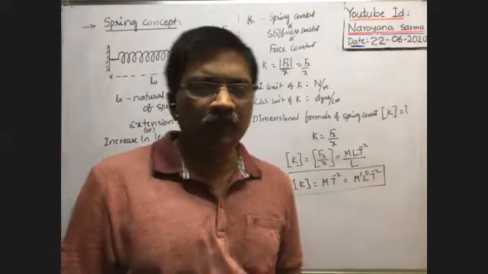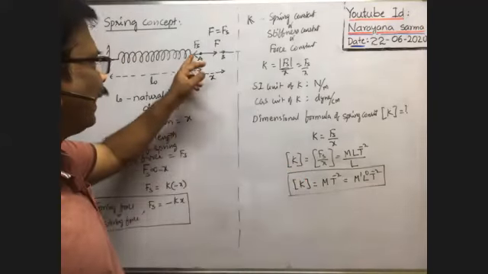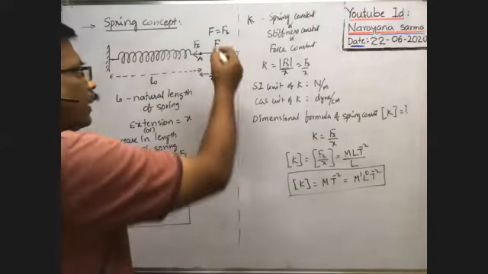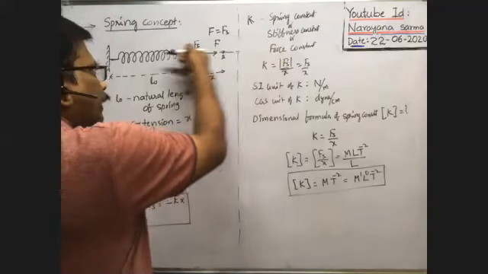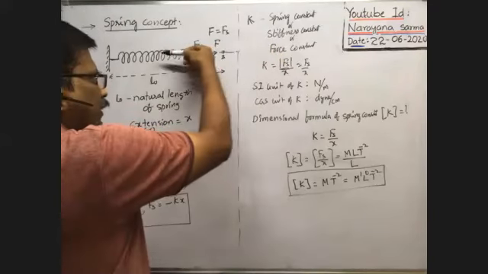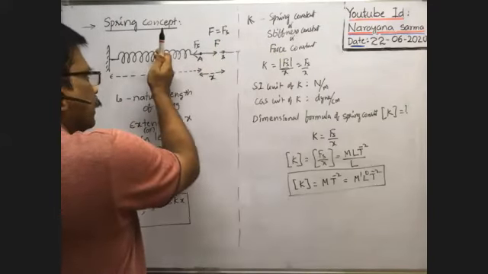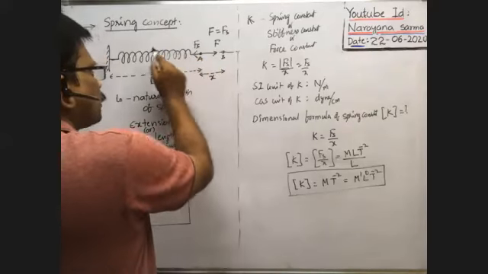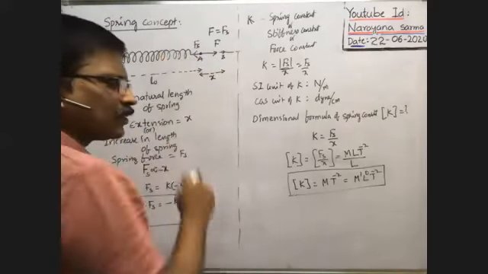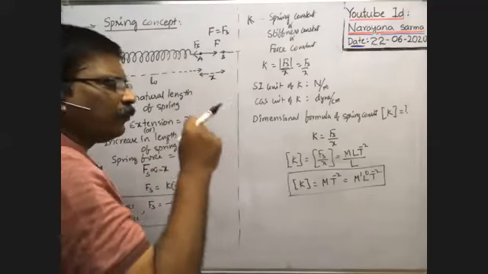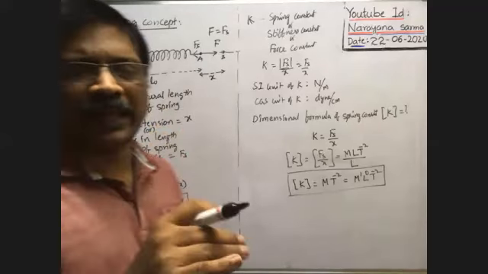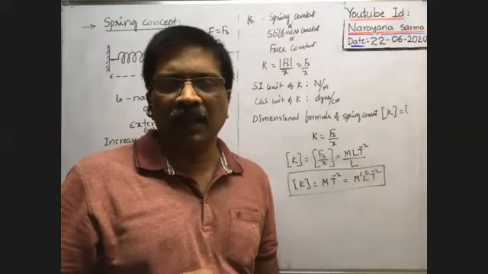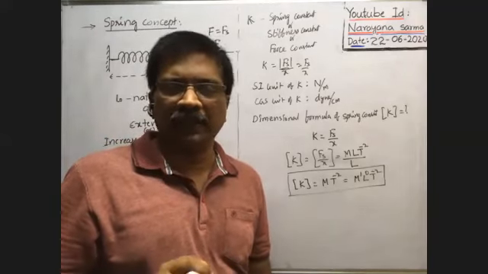Here, whenever the extension is there in the spring, force is developed in this direction. Suppose by applying external force like this, you compress the spring. When you release it, automatically the spring comes back to the original position, means the spring force developed is in the opposite direction. So spring force is always opposite to the extension or compression. Okay, Vamshi Krishna.